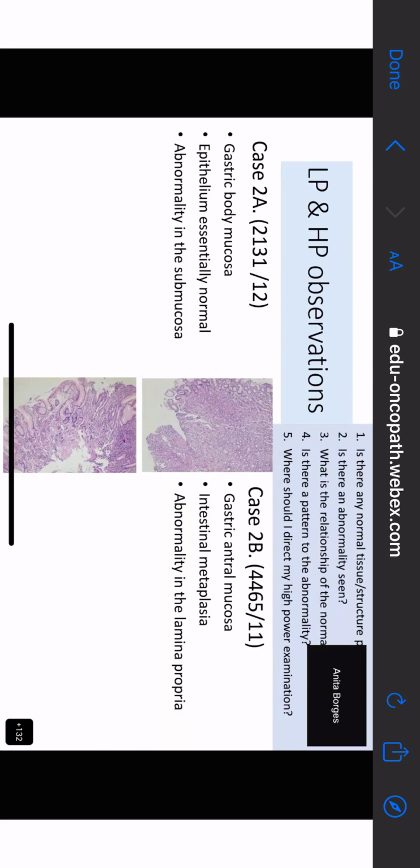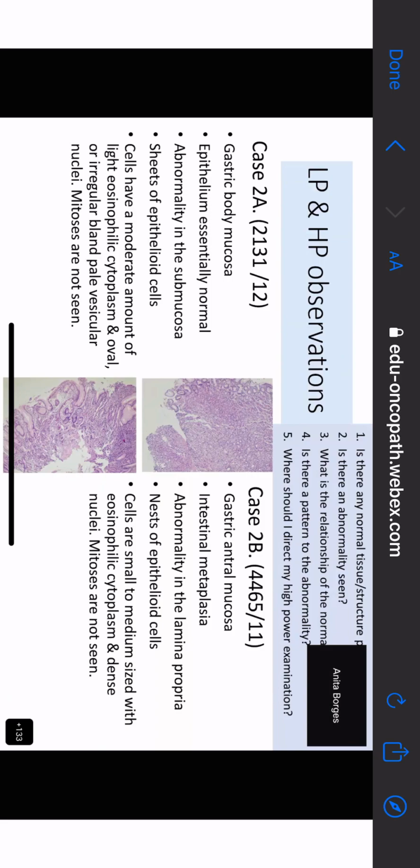The abnormality is in the submucosa. Here, the abnormality is in the lamina propria. Here you have sheets of epithelioid-like cells. Here you have nests of epithelioid cells.